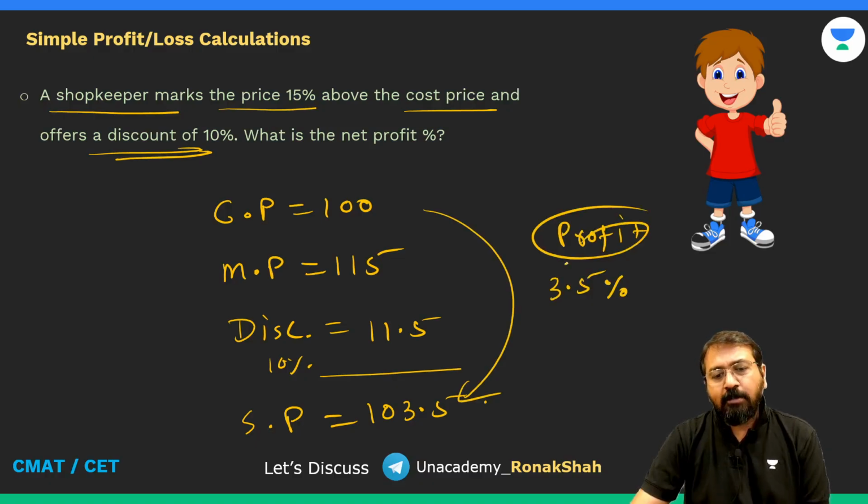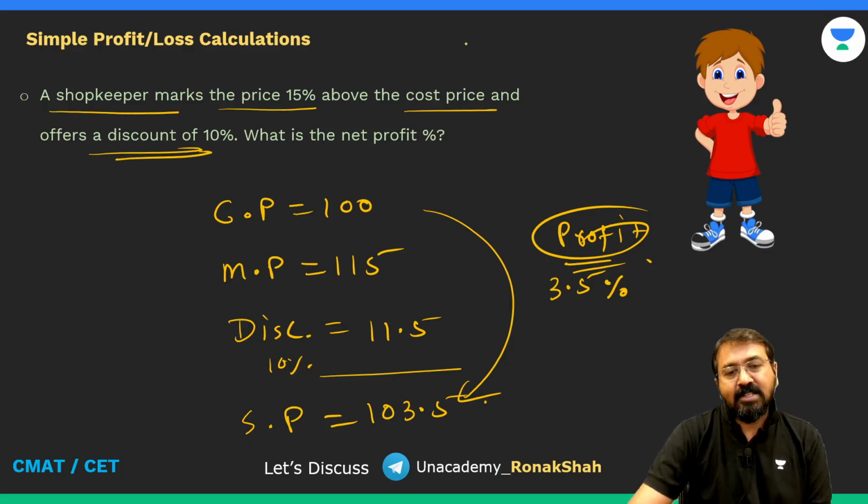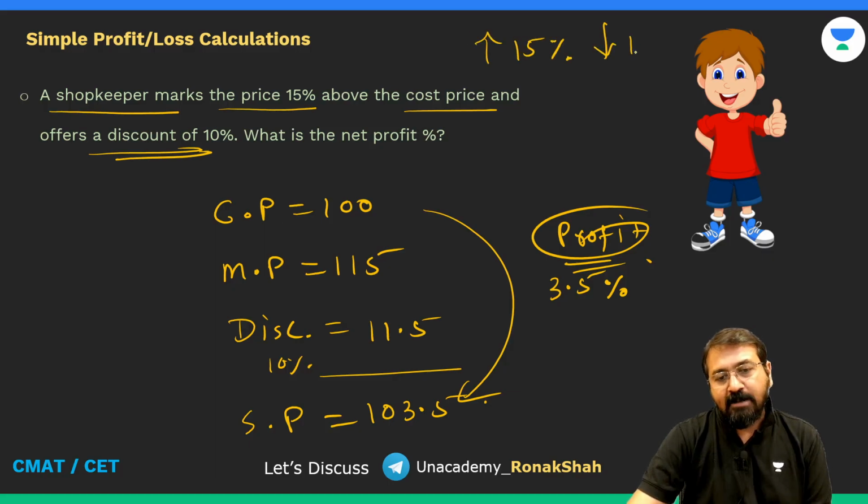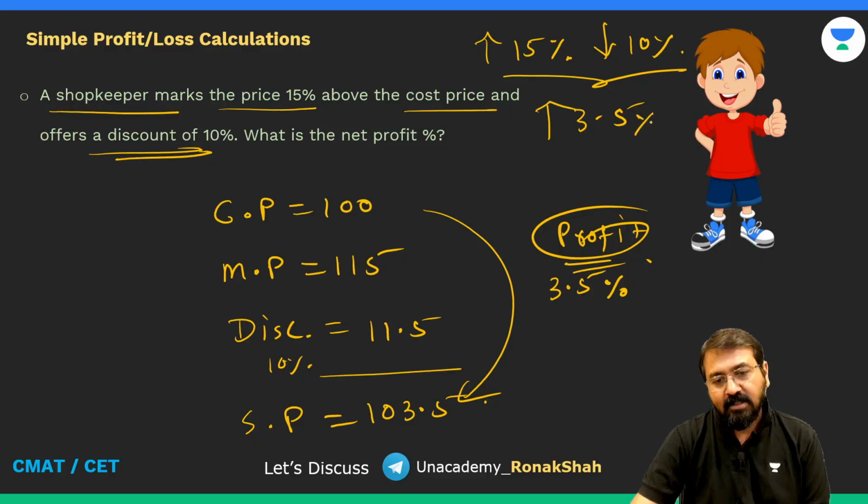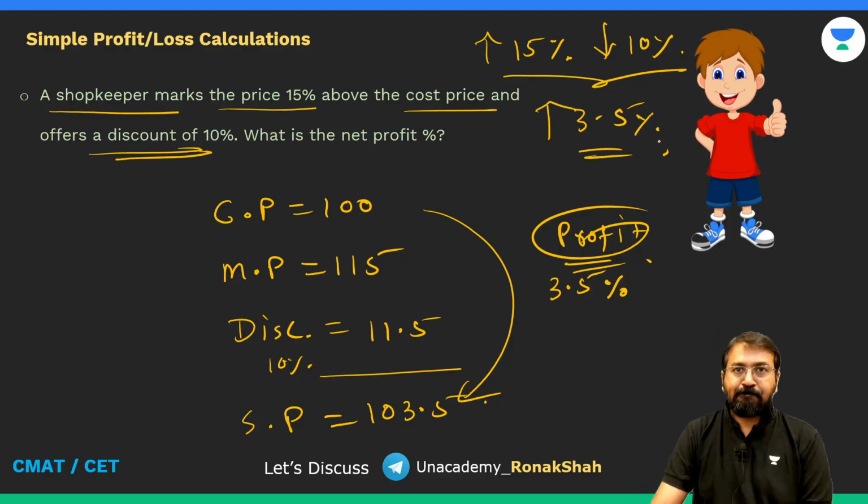Now this could have been solved by that successive percentage change also. It's like 15% increase and then 10% decrease. So what will be the net percentage change? 3.5% increase. This is another way of doing it, right?